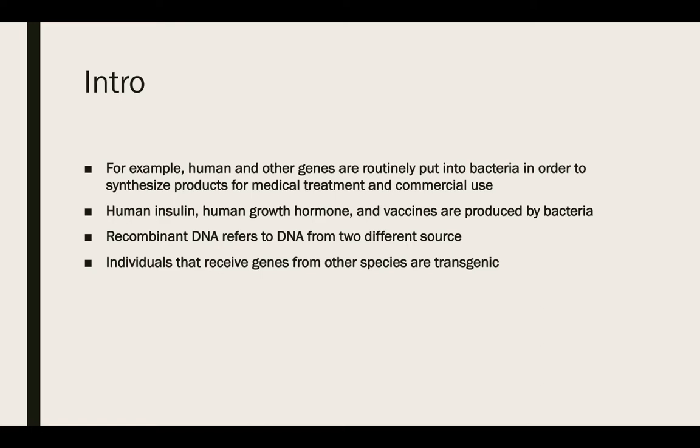And I guess I misspoke a little bit, because this is not a synthetic process. This is a natural process. We're just manipulating it. So human insulin can be made through manipulation. There are different types of DNA. Recombinant DNA refers to DNA from two different sources. Individuals that receive genes from another species are referred to as transgenic. So often you've heard of transgenic crops and different things like that.